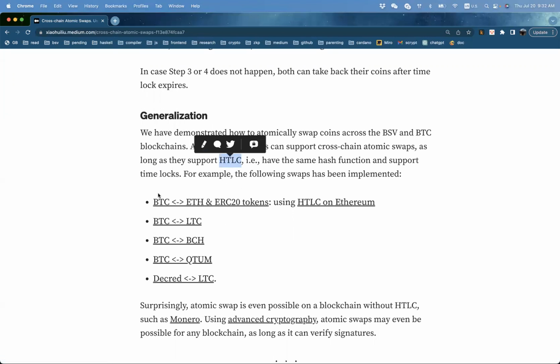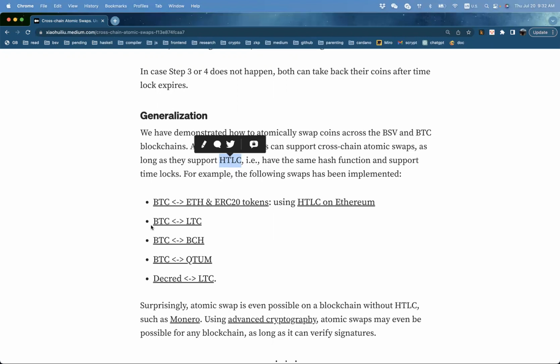Okay. For example, we just showed BTC versus BSV, and then you can do BTC with ETH, either Ether or the tokens on top of it. Actually, people have done this. You just program the same contract on Ethereum, maybe use Solidity or Vyper, whatnot. So as long as you can implement this, you can swap with any other chain that supports the same primitive.